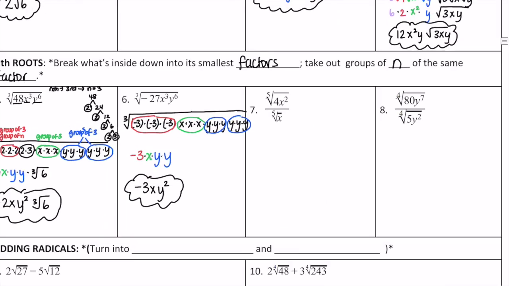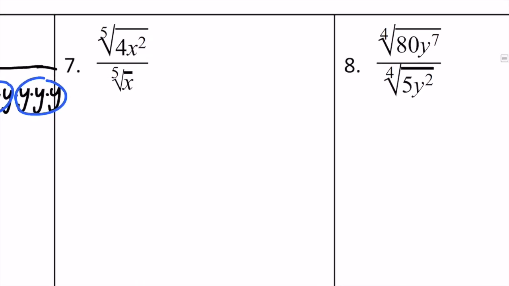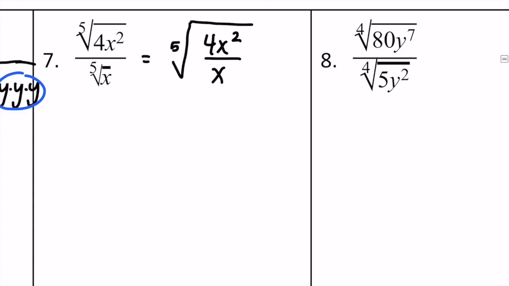For 7, I have the 5th root of 4x squared divided by the 5th root of x. The first thing I want to do, if I have the same root on top as I do on the bottom, I can consolidate and simplify what's inside. So I can say this is the 5th root of 4x squared divided by x. And that's like the opposite of distributing. And then I can simplify what's inside. So I can rewrite this as the 5th root of, 4x squared divided by x is 4x. I can't simplify any further than that. That's my final answer.